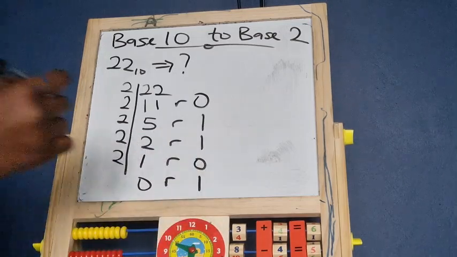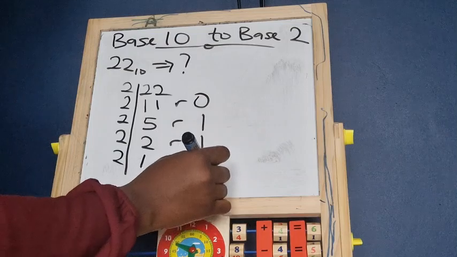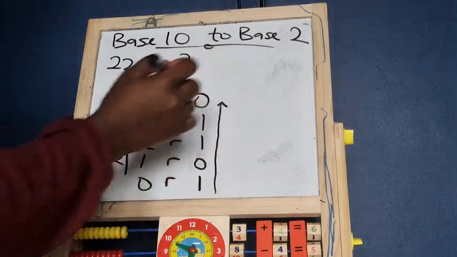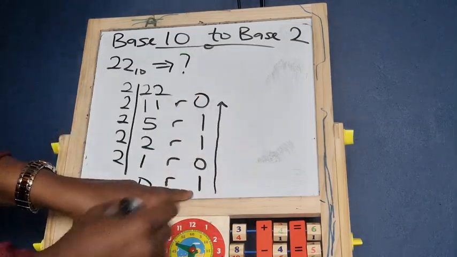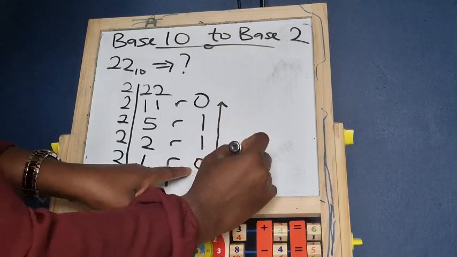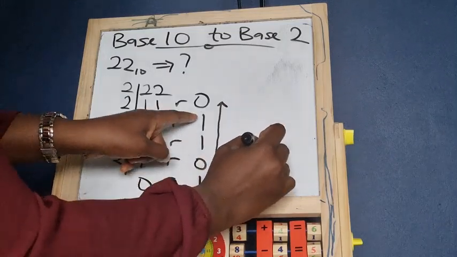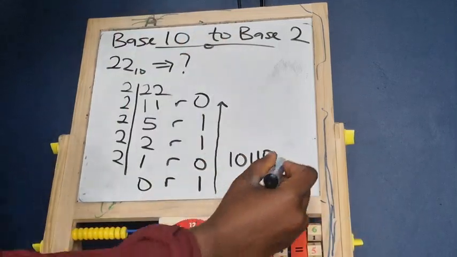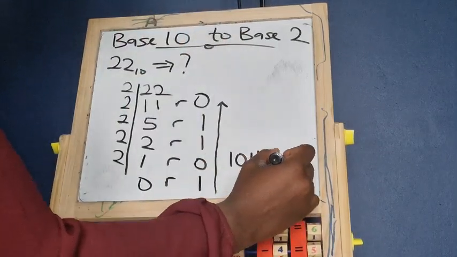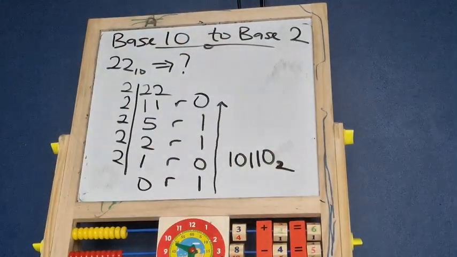So the last thing is to write this remainder from bottom to top. What is the first remainder here? We have 1, 0, 1, 1, 0. Then do not forget to put base 2, so we can know that you've converted to base 2.